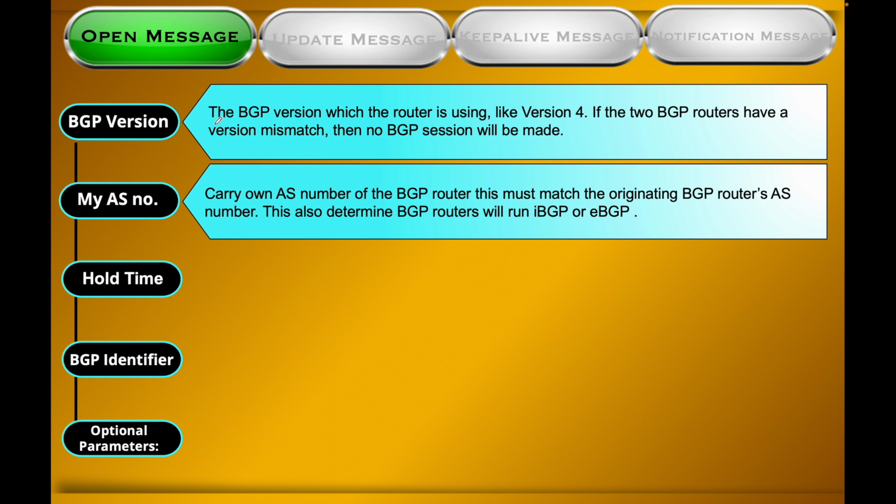All right, now we explain the ASN number. It also sends its own ASN number. That's what I have written over here. Router 1 sends: hey router 2, this is my ASN number. Please tell me your ASN number.